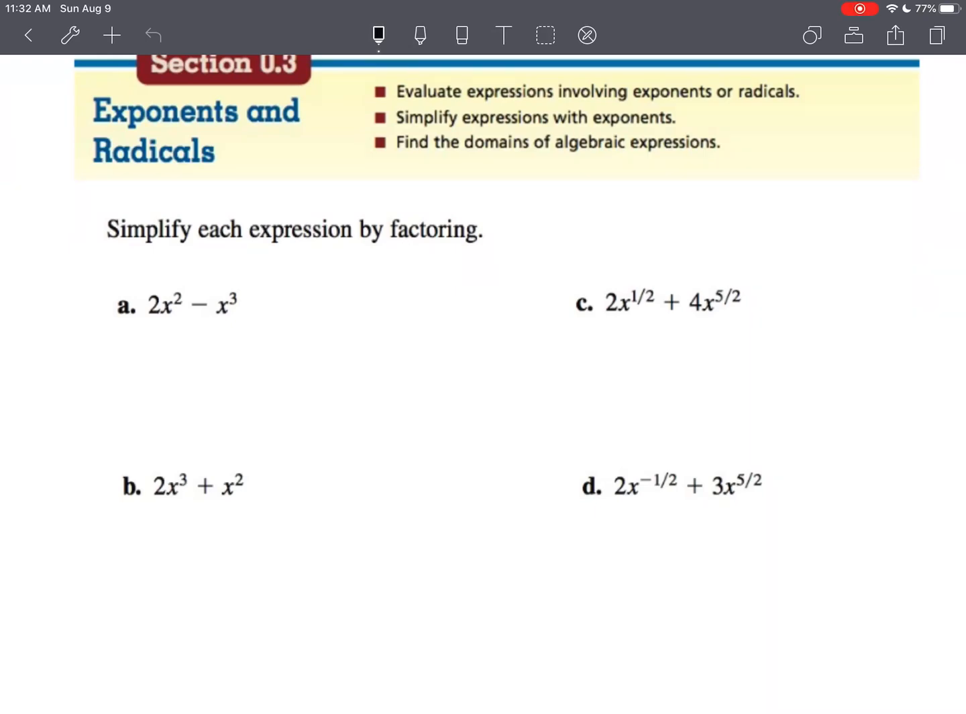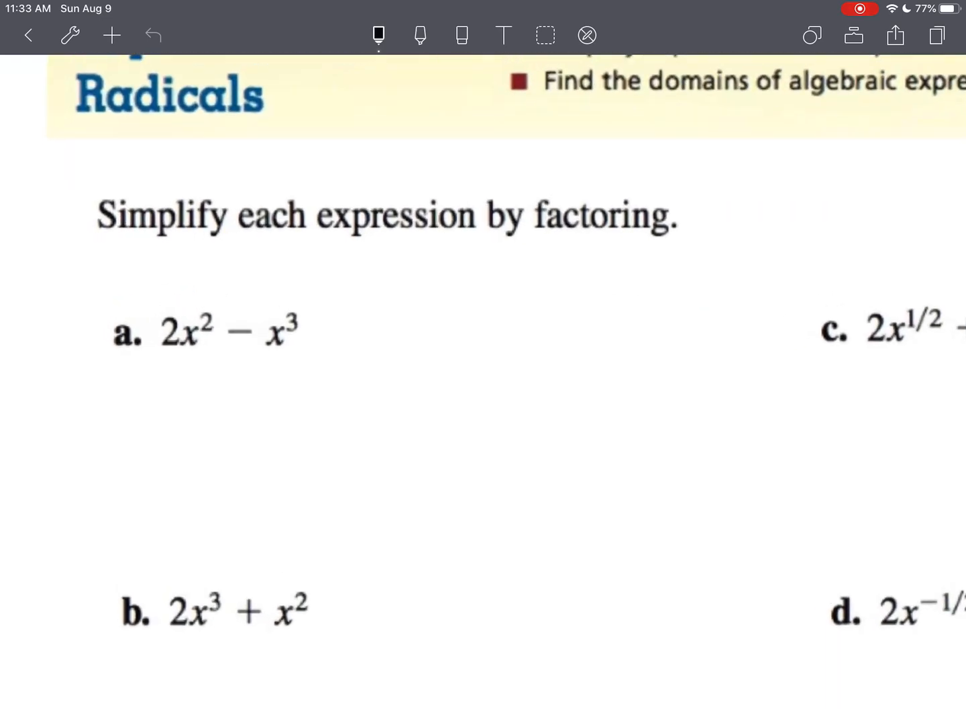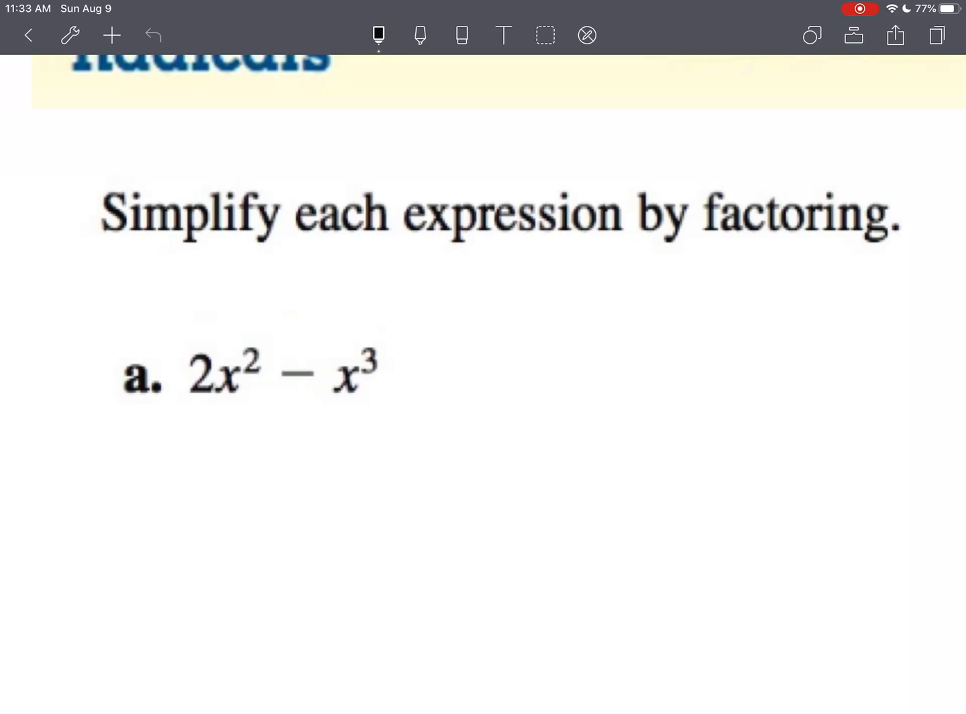In this series of videos, we're going to simplify expressions with exponents, we're going to evaluate expressions involving exponents or radicals, and we're going to find the domains of algebraic expressions. In these first 4 examples, we're going to simplify by factoring. So we're going to look at what's common to each term.